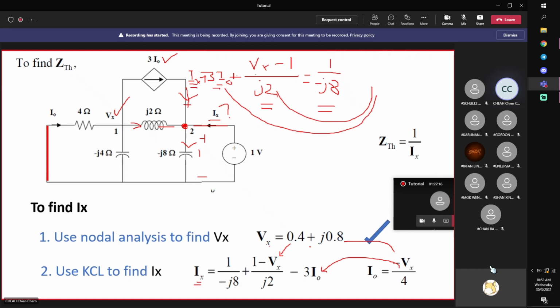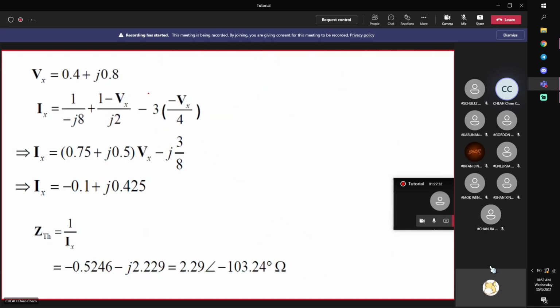So in a sense that once you know all the node voltages, you can calculate all the branch currents, right? And on the other hand, once you know all the mesh currents, you can also calculate all the node voltages, right? Remember that they are just related by Ohm's law. Okay, which means that now I can proceed to calculate Ix, right?